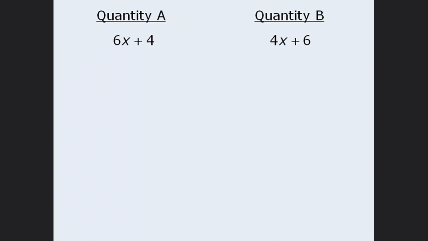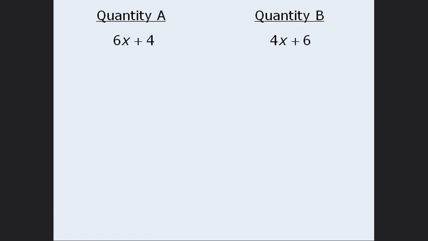For this approach, let's plug in different values for x and see what happens. Now keep in mind that when we're comparing quantities involving variables, we're trying to determine whether the relationship between the two quantities remains the same for all possible values of the variables. So for example, in order for the correct answer to this question to be A, it must be the case that quantity A is greater than quantity B for every possible value of x. Similarly, in order for the answer to be C, it must be the case that quantity A is equal to quantity B for every possible value of x, and so on.